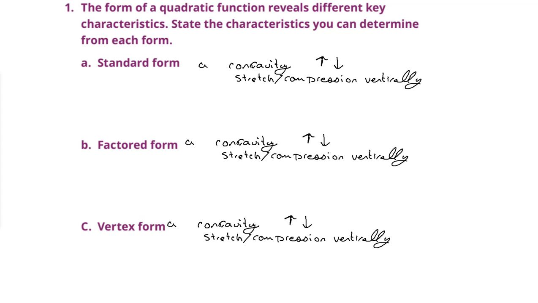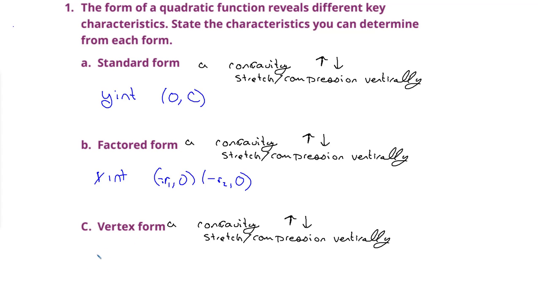So now we are going to determine the other characteristics. In standard form, you'll be able to find the y-intercept by 0, comma, your c. In factored form, you're going to be able to find your x-intercepts by 0, or excuse me, by opposite of your root 1, comma 0, and opposite of your root 2, comma 0.